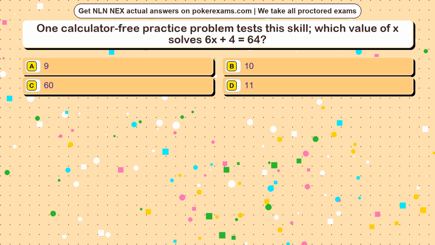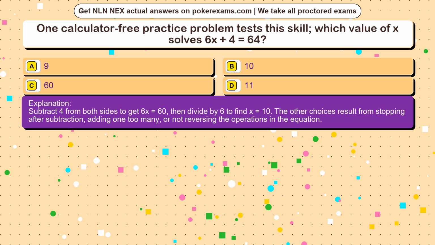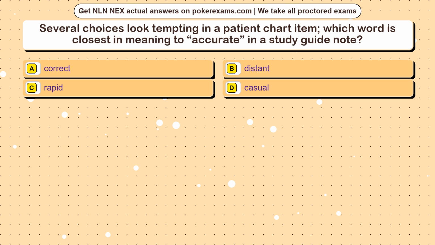The correct answer is option. Subtract 4 from both sides to get 6x equals 60, then divide by 6 to find x equals 10. The other choices result from stopping after subtraction, adding one too many, or not reversing the operations in the equation. Question 12. Several choices look tempting in a patient chart item.